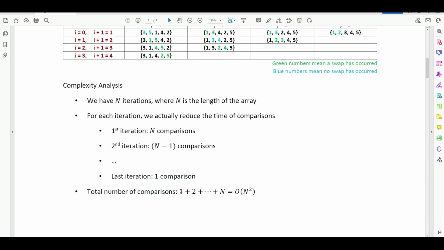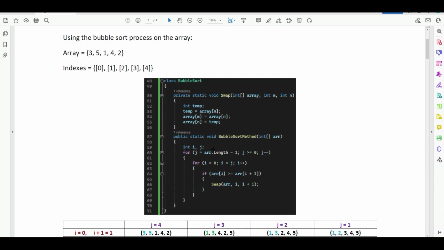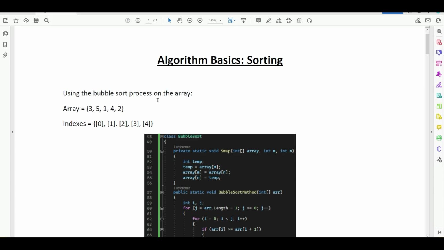So the total number of comparisons is 1 plus 2 all the way up to plus n, which is approximately equal to n squared. So this is a quadratic polynomial time complexity, the algorithmic complexity here. So that is the bubble sort process.